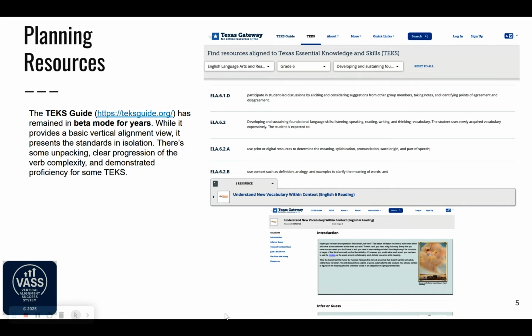One of the things we always want to communicate is that VASS was not created to take the place of these resources. We saw a gap and we're filling the gap, but these resources are still viable. However, there are some resources in Texas Gateway that are no longer working. The links are not functioning, and some of the resources are a little bit outdated. And it still doesn't prepare a teacher for today's PLC in conjunction with their high quality instructional material.